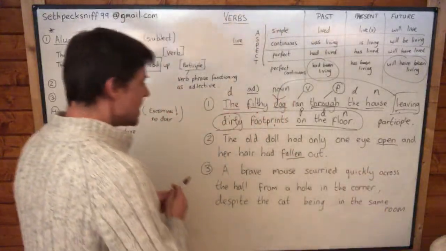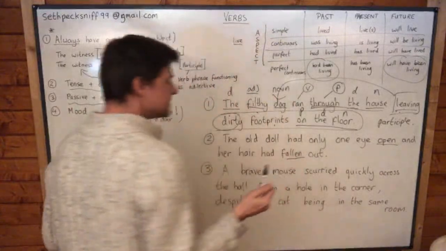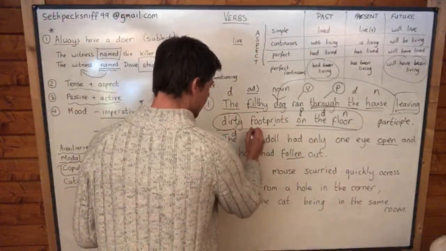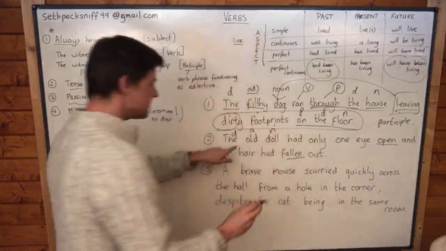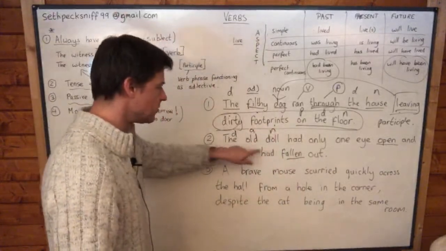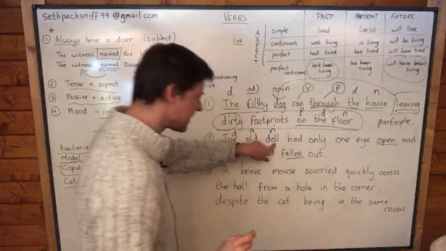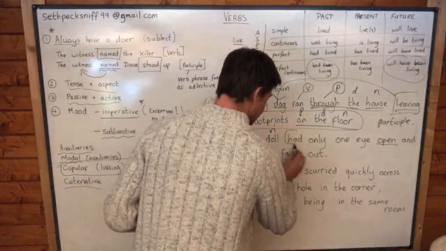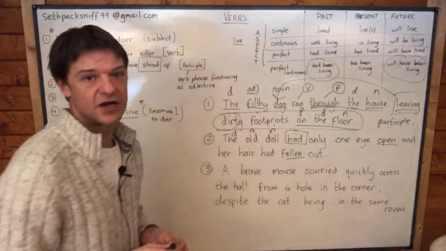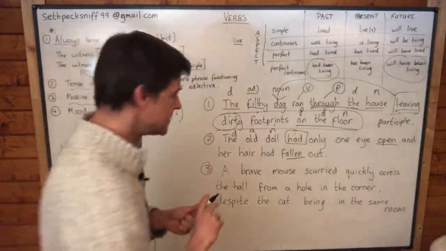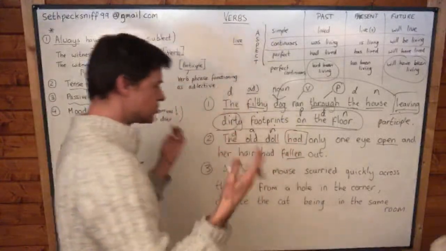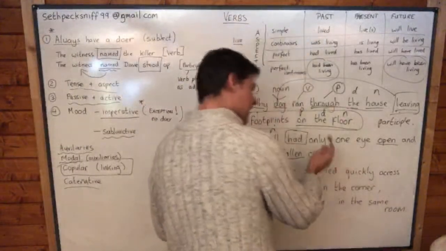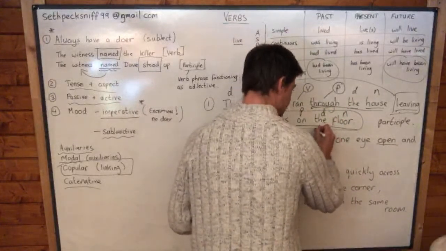Let's look at it. The old doll had only one eye open. Okay, so we've got a determiner, an adjective and a noun. It must be a determiner, it's identifying that doll. It must be an adjective, it's describing that doll. The doll's a thing. It's the subject of the next word, which is the verb. This is the verb here, had, to have. And this is the subject, the doer. The old doll had. And then we've got only, which is an adverb.